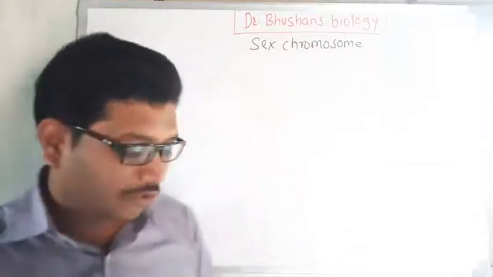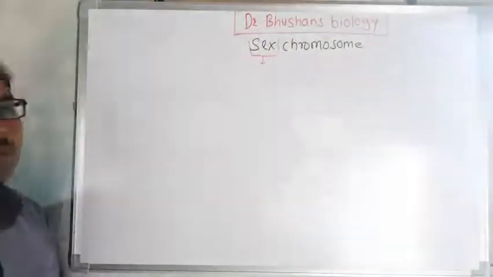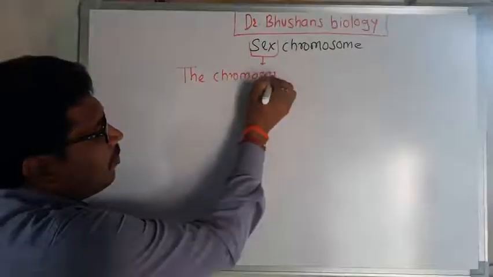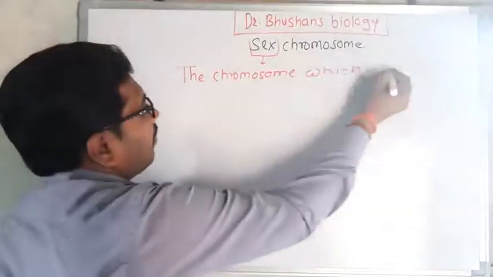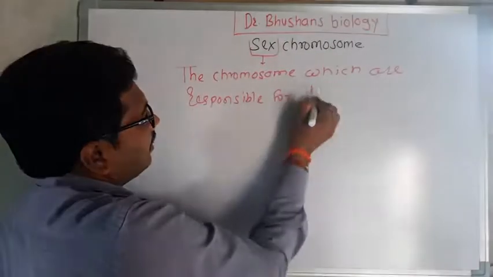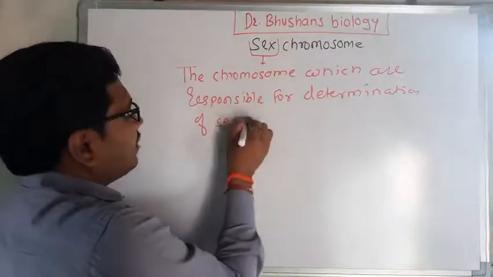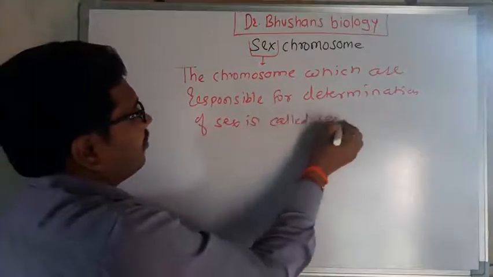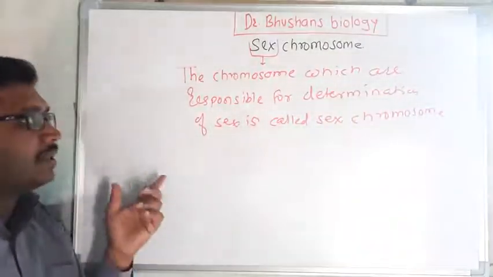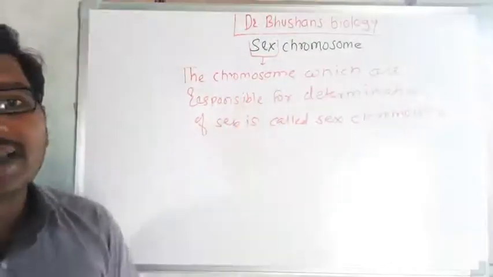Okay, let's move to sex chromosome. The word sex chromosome itself indicates the definition. Then how do we define sex chromosome? The chromosomes which are responsible for determination of sex are called sex chromosomes. Now you understand the chromosomes which are responsible for determination of sex are called sex chromosomes.